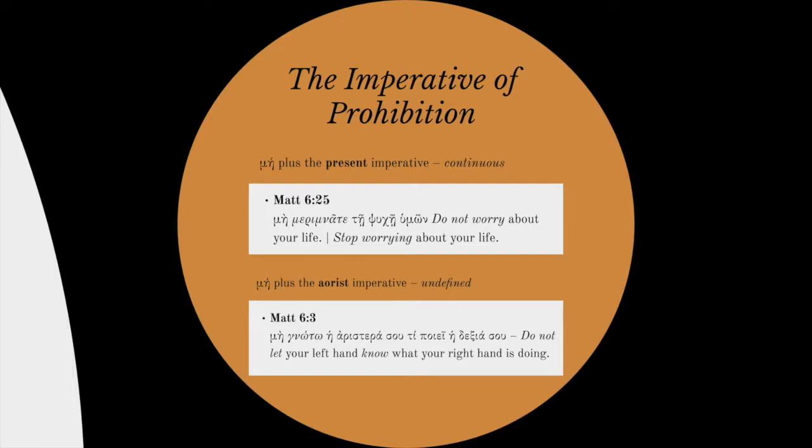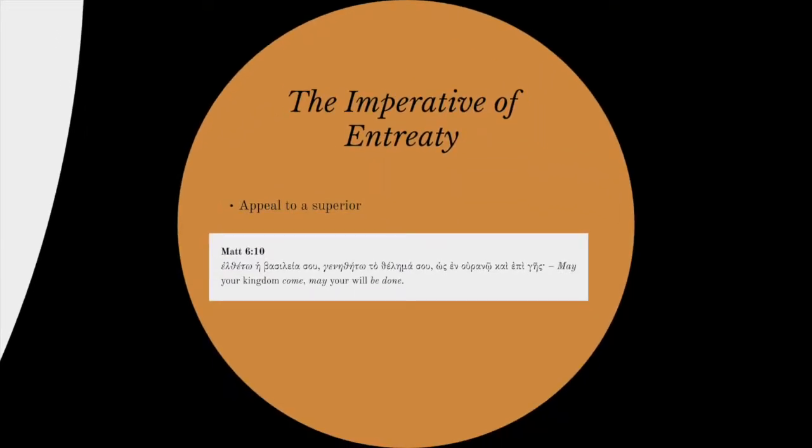An example of the aorist imperative is found in Matthew 6:3. Mē gnōtō hē aristera sou ti poiei hē dexia sou, which translates as do not let your left hand know what your right hand is doing. The action in this example is not already happening and the author is urging the recipient to not start doing something. The last common use of the imperative is the imperative of entreaty.